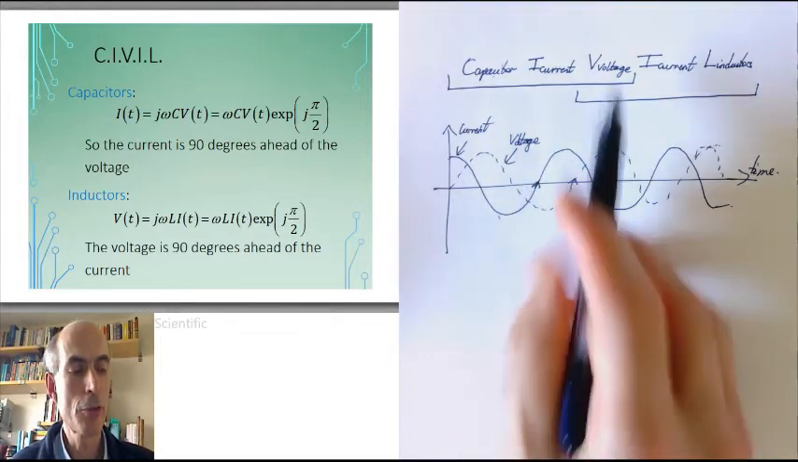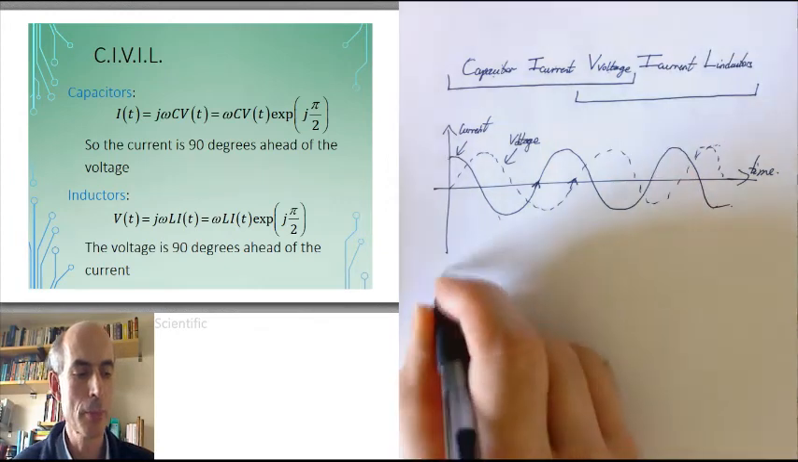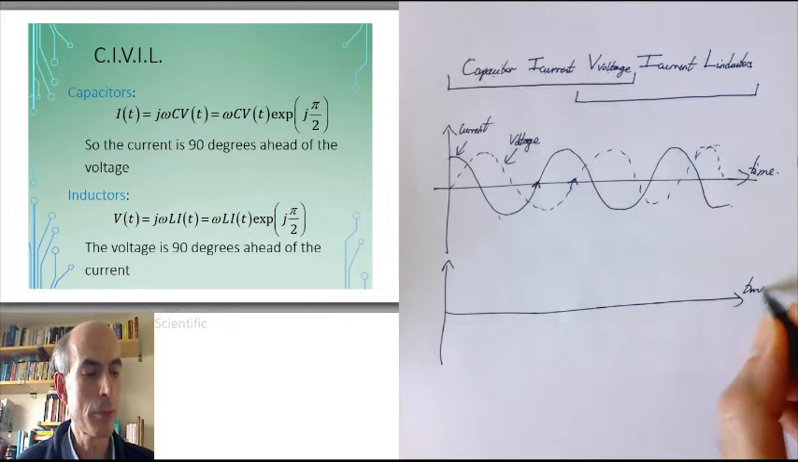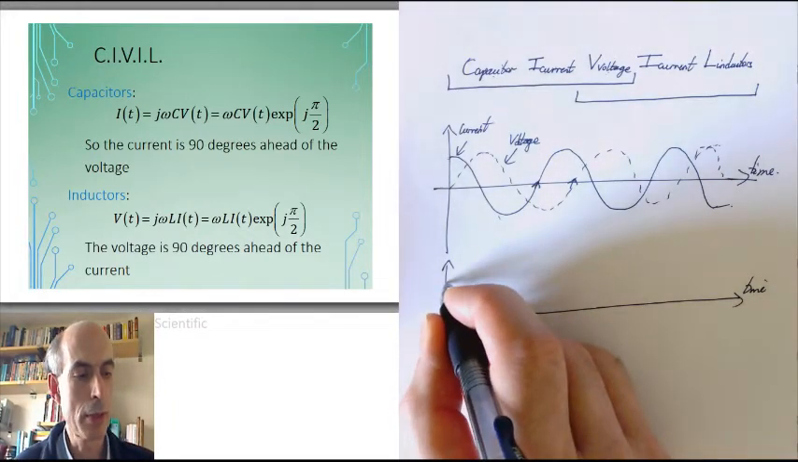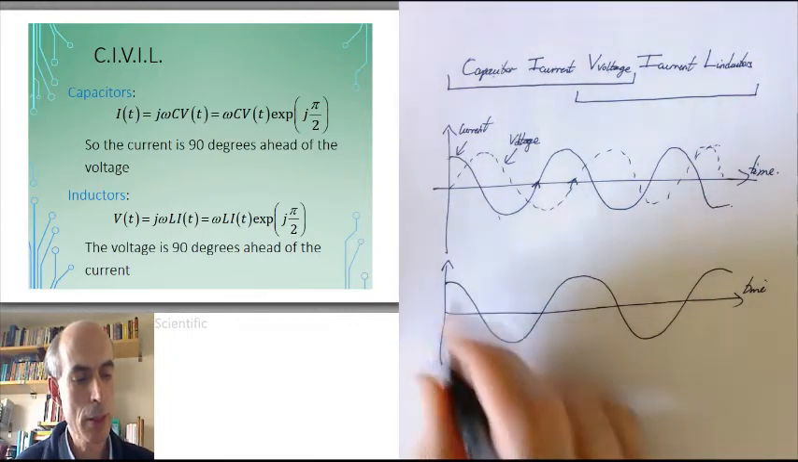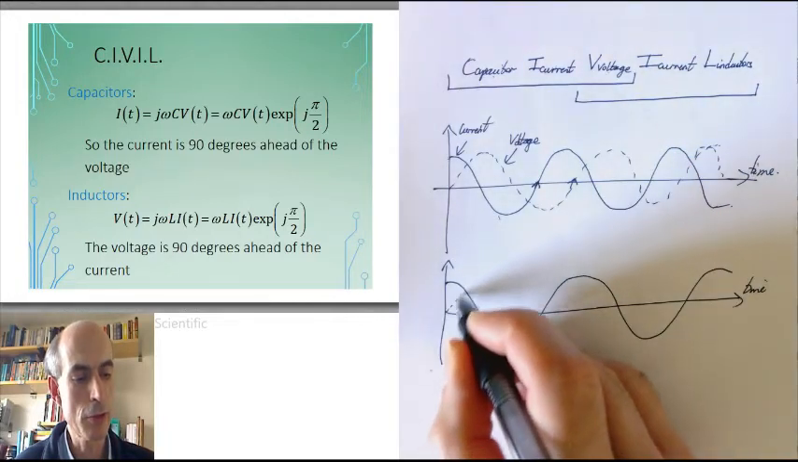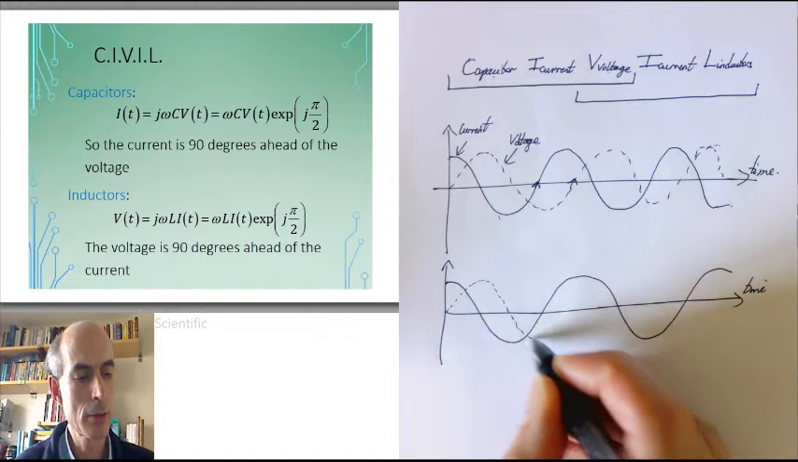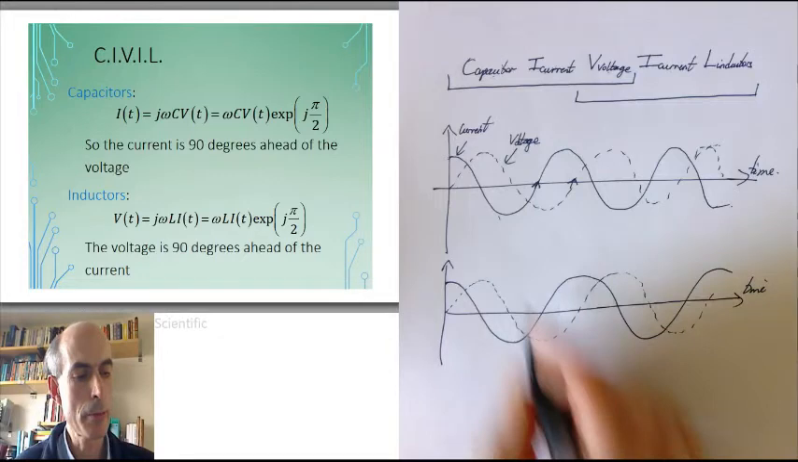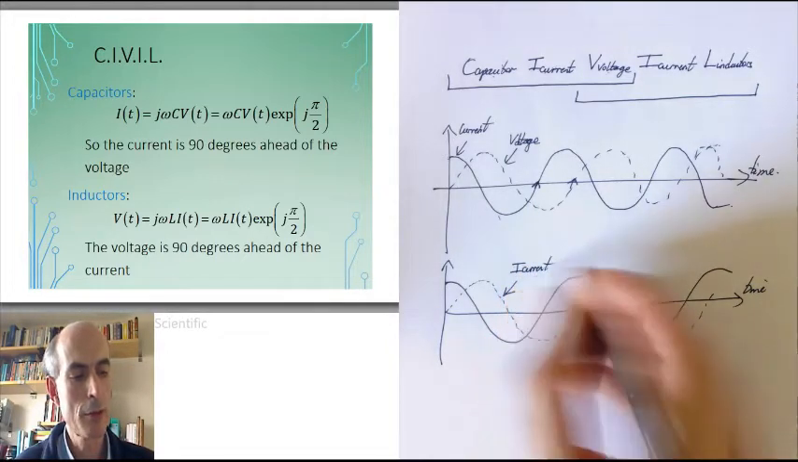For an inductor, the reverse is true. The voltage would be ahead of the current for an inductor. So if I drew the corresponding graph for an inductor, I would end up with something like this. This now might be the voltage, and I'll see if I can draw it better this time. Something which is behind the voltage would look like this. Goes down, negative, up there, down here, down. That's a bit better. For an inductor, this is the current. This is the voltage.